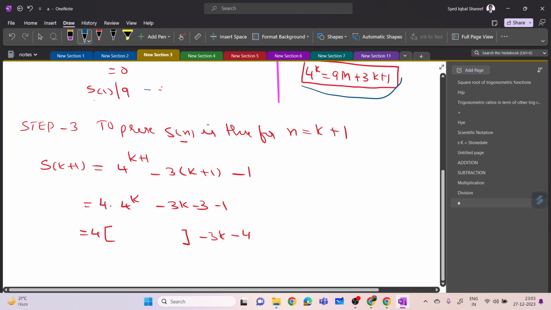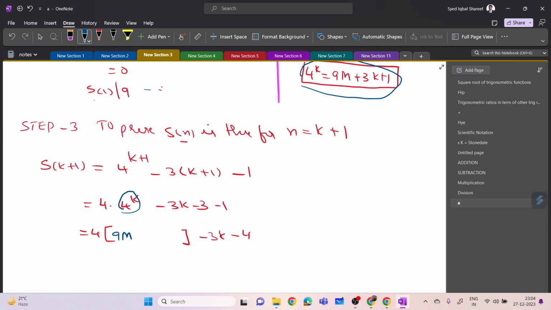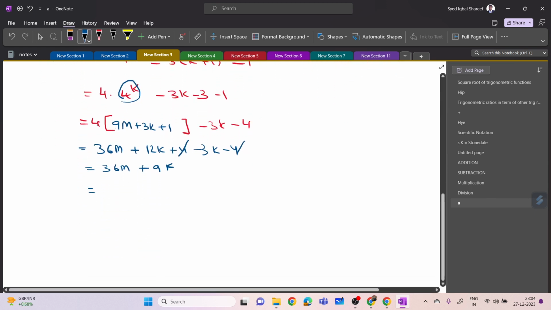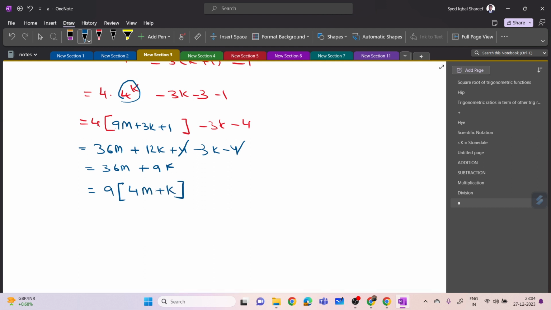See here, this part I am taking: 4 to the power of k. What is 4 to the power of k? 9m plus 3k plus 1. Now open the bracket and multiply. 4 nines are 36m, plus 4 threes are 12k, plus 4 ones are 4, minus 3k minus 4. The 4 and minus 4 cancel. 36m plus 12k minus 3k is 9k. So if you take 9 common, it is 9 times 4m plus k. Again, it is some multiple of 9.